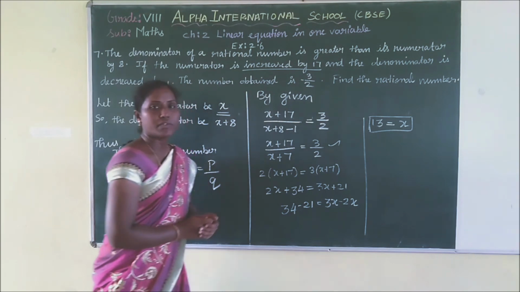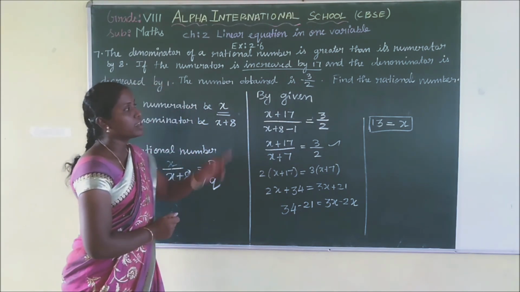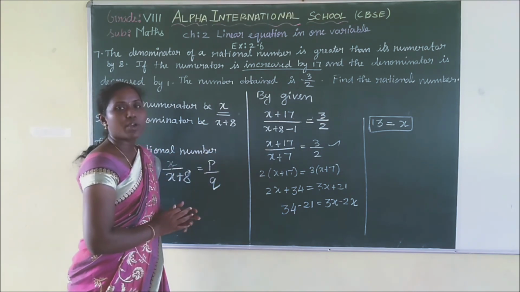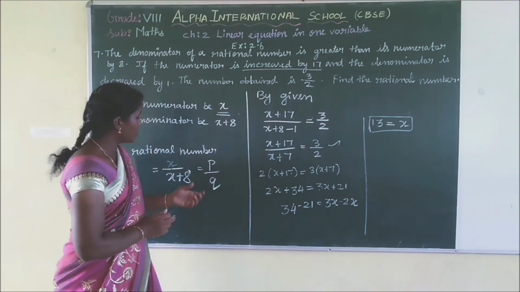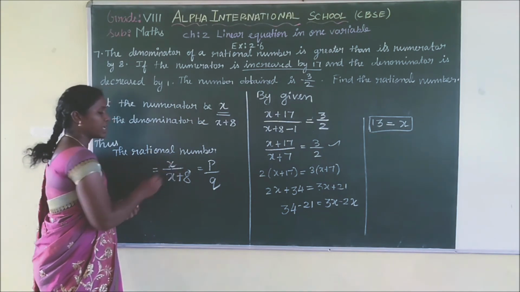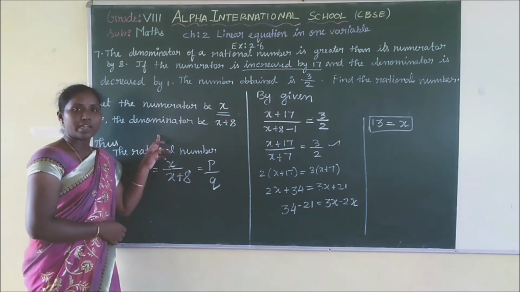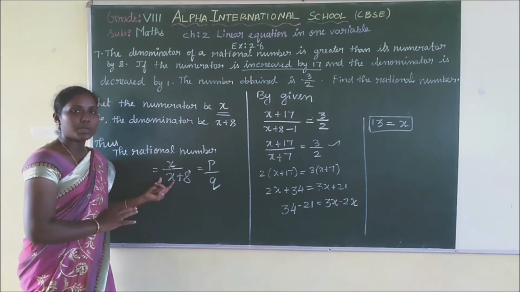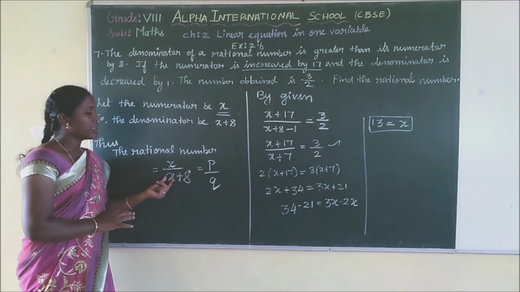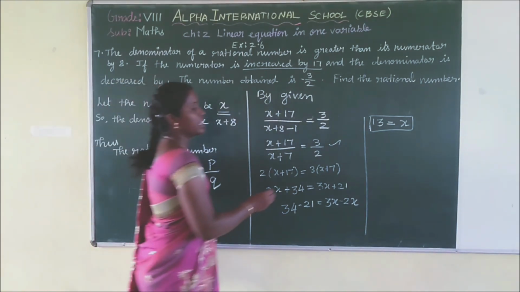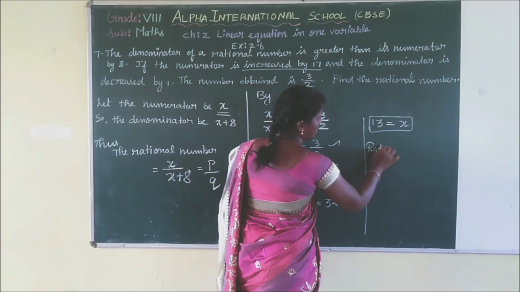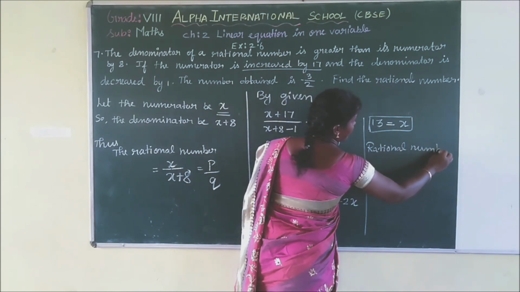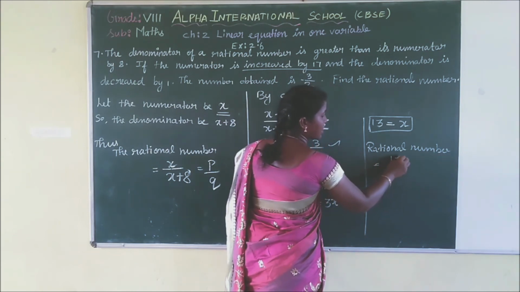But what is the question we have to find? We have to find the rational number, not the value of x here. So we get the general form of the rational number, as we have assigned the numerator and denominator according to the condition given in the question. In general the rational number is in the form of x by x plus 8. So the rational number is equal to x by x plus 8.